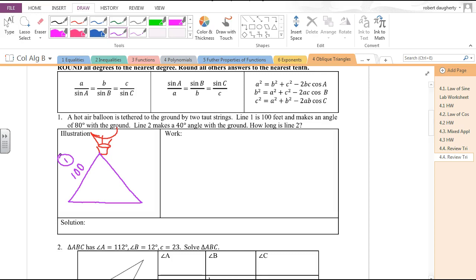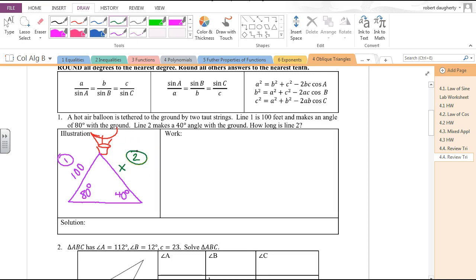First of all, I know that line 1 makes an angle of 80 degrees with the ground, and line 2 makes an angle of 40 degrees with the ground. How long is line 2? So they're asking me to figure out what this one is. That's line 2 over here.